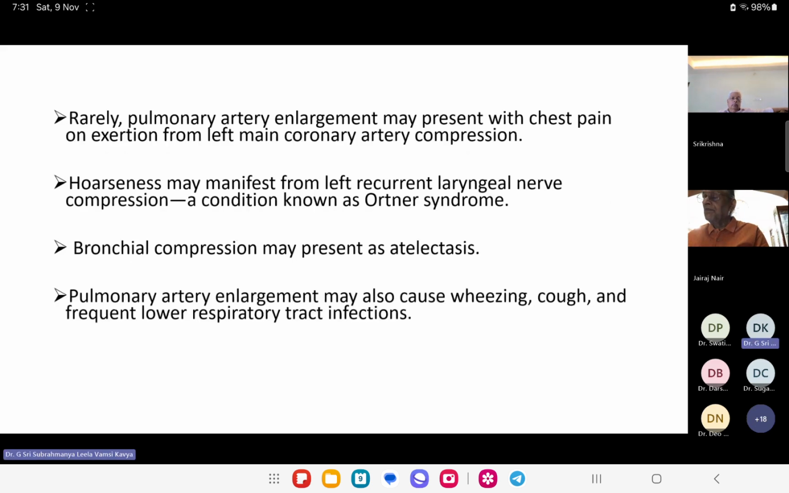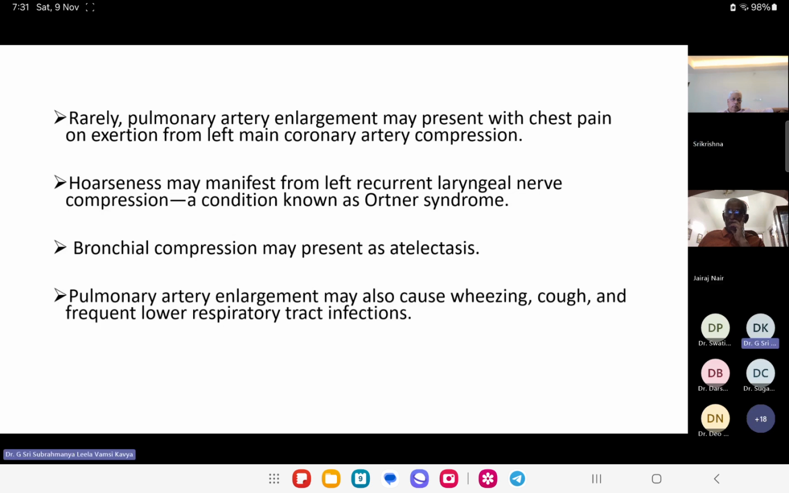Rarely, pulmonary artery enlargement may present with chest pain on exertion from left main coronary artery compression. Hoarseness may manifest from left recurrent laryngeal nerve compression, a condition known as Ortner syndrome. Bronchial compression may present as atelectasis, and pulmonary artery enlargement may also cause wheezing, cough, and frequent lower respiratory tract infections.